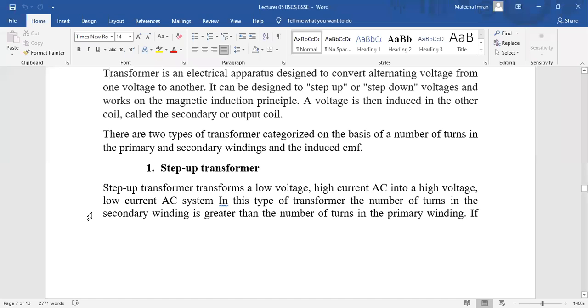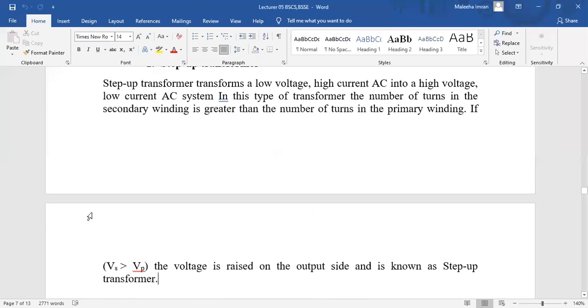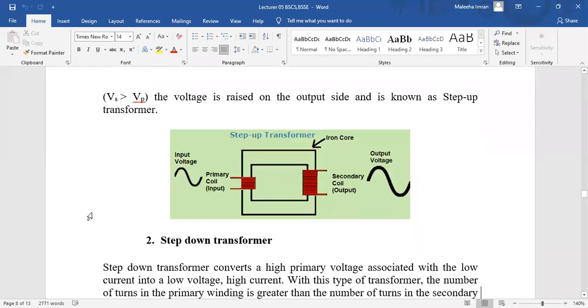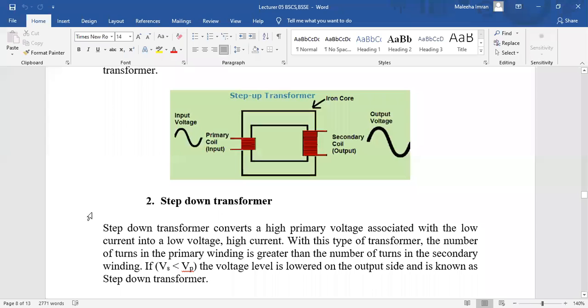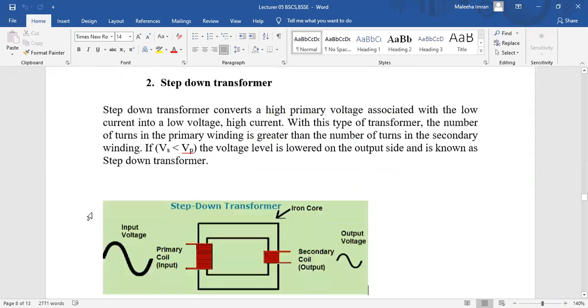The other transformer is called the step-down transformer. In the step-down transformer, we convert the high primary voltage to the low secondary voltage. In other words, you can say that in this type of transformer, the low current is converted into the high current. So that is the step-down transformer. And in the case of the step-down transformer, the number of turns in the primary winding is greater than the number of turns in the secondary winding. So we have this one.